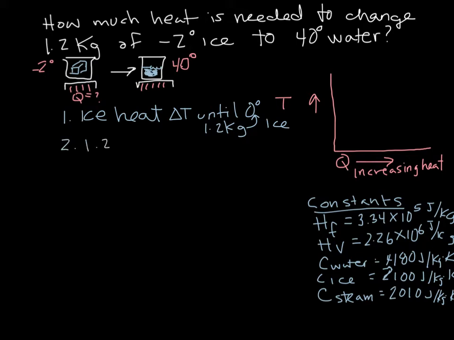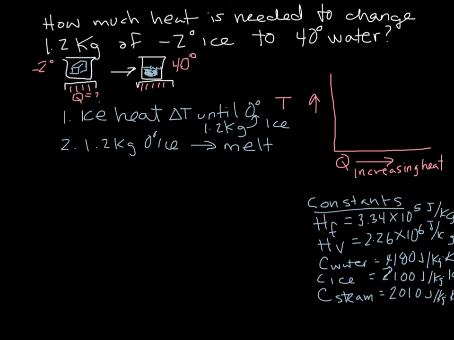So now I have 1.2 kilograms of 0 degree ice, and I haven't turned that hot plate off. What's going to happen to that ice now? Now that ice can melt. While it melts, it's going to be a little bit of ice and a little bit of water, and they're both going to be 0 degrees until it all melts.